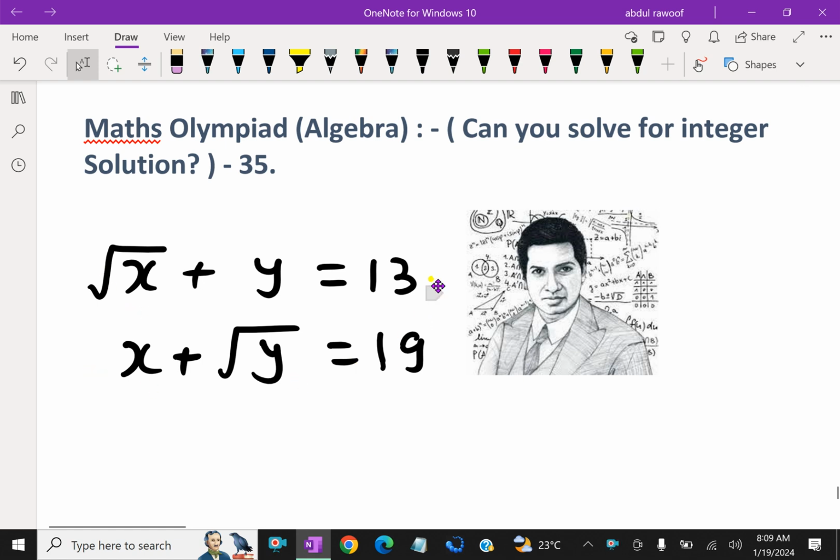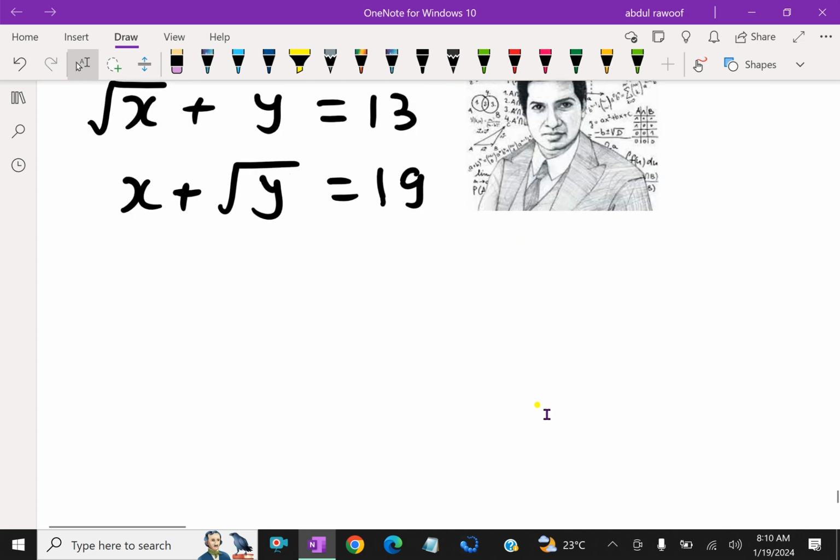This type of equation was first solved by the famous mathematician Ramanujan. I solve this type of equation here with some different numbers. Look here. The equation is root x plus y equals 13 and x plus root y equals 19. We have two equations, and you have to solve for the integer solution.